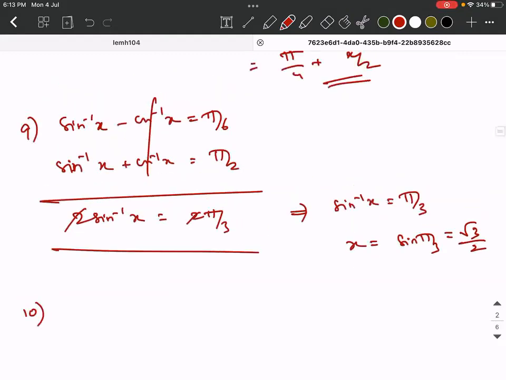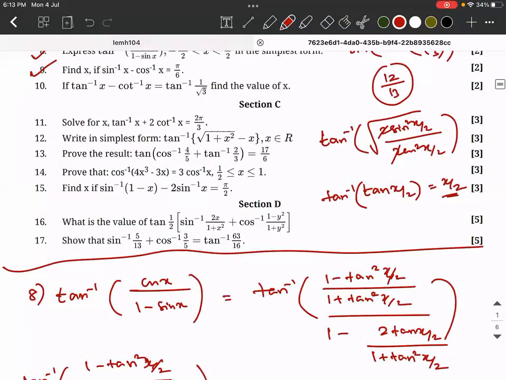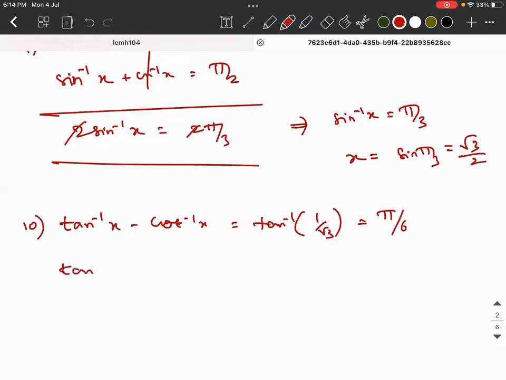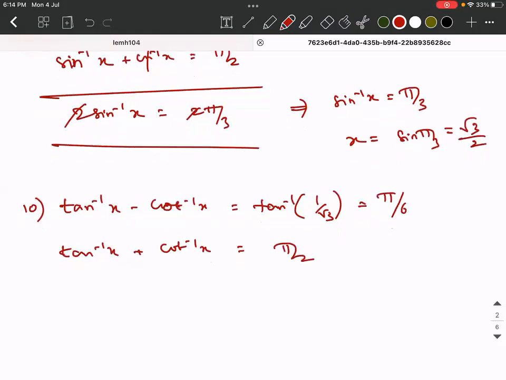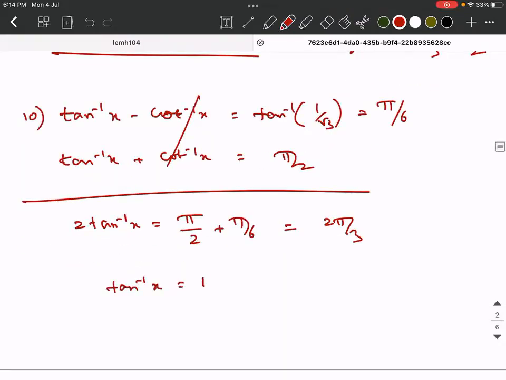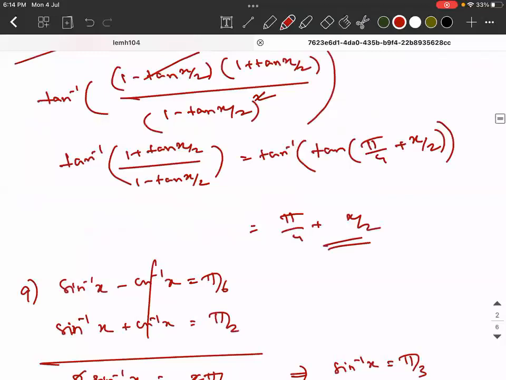What about the 10th one? Tan inverse x minus cot inverse x is tan inverse of 1 by root 3. But tan inverse of 1 by root 3 is a known value. How much is that? Pi by 6. Then what about this thing? Tan inverse x plus cot inverse x will be pi by 2. When you add both, you will get 2 tan inverse x is equal to pi by 2 plus pi by 6, which will give you 2 pi by 3. So tan inverse x is equal to pi by 3, which implies x is equal to tan pi by 3, which is root 3. So previous problem was sin pi by 3. This one is tan pi by 3. So this is for the 10th one.